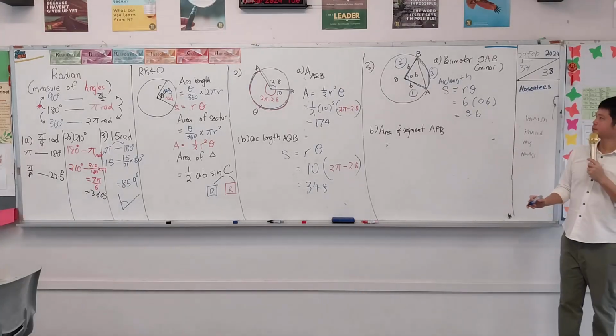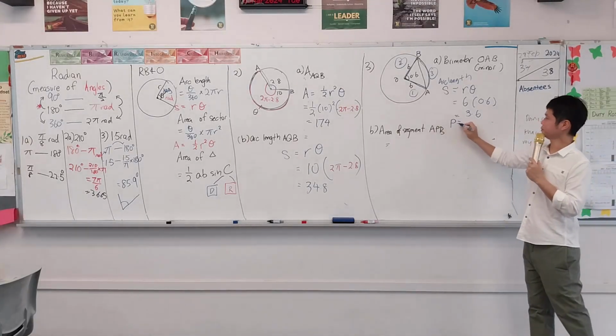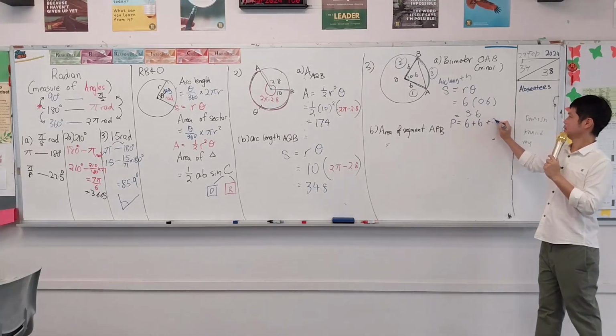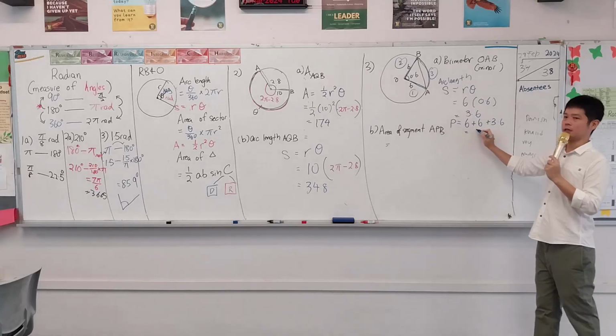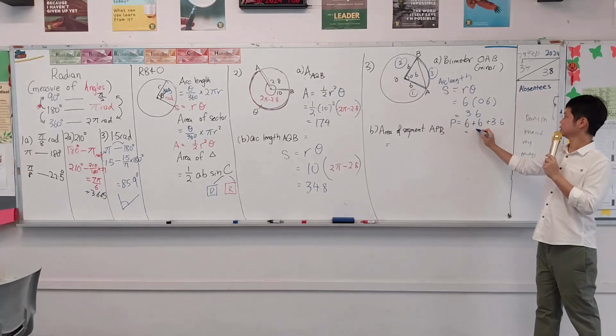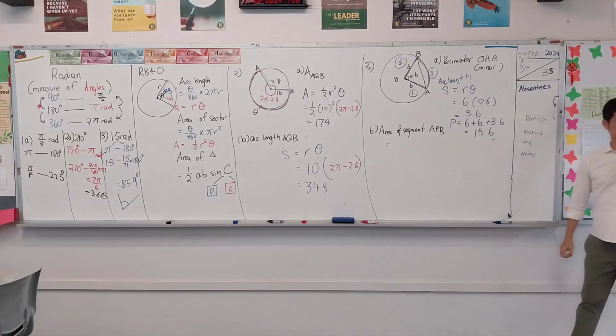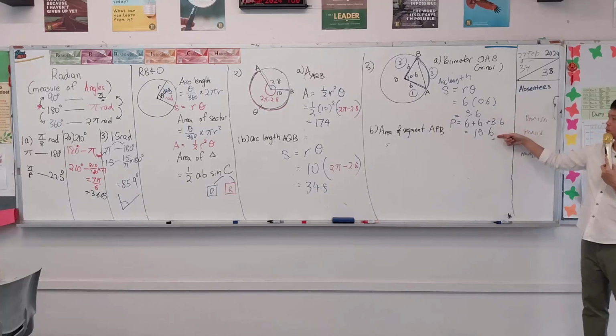Now look for the perimeter. 1 part, 2 parts, 3 parts. And the answer is 15.6. And you are done. At least get 1 mark here.